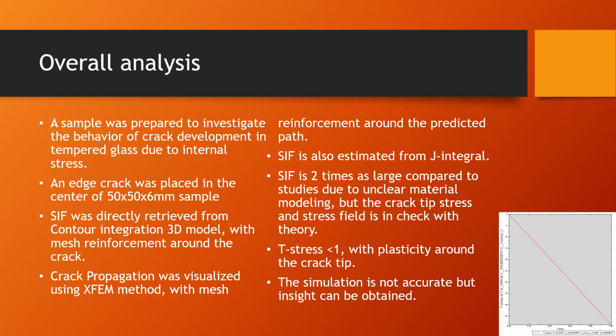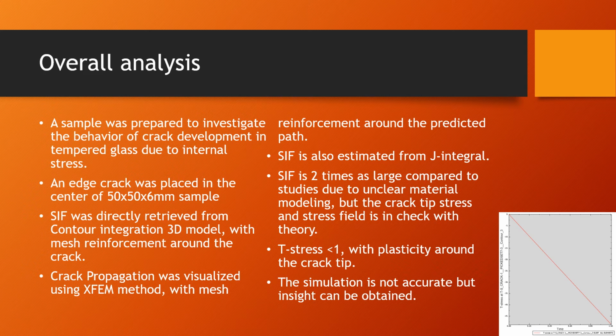So the overall analysis is we put a sample of tempered glass in for analysis, and SIF is directly retrieved from the contour integration 3D model with mesh reinforcement around the crack as the requirement. And the J integral was calculated and estimated using the SIF. And crack propagation and path development is calculated using XFEM with mesh reinforcement around the predicted path. And the result is not satisfying because it doesn't line up with the literature.